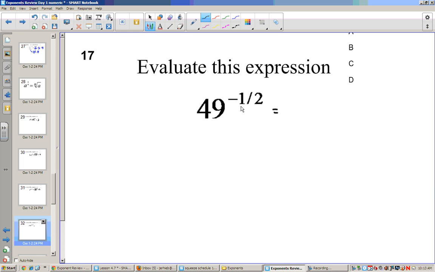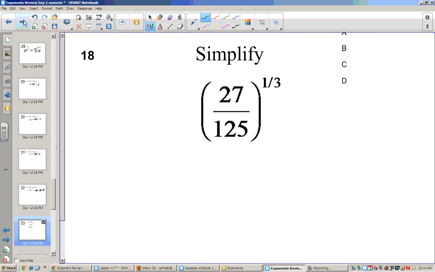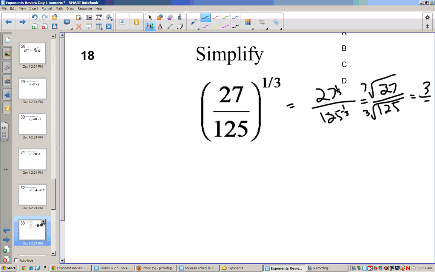This gets a little nastier because there's a couple things in here. If I throw that negative in there, it's going to be 1 over 49 to the 1/2, which means 1 over the square root of 49, which is 1/7. Now, if we take a fraction to the 1/3, that's 27 to the 1/3 over 125 to the 1/3. So these are the cubed roots of each of them. So this will be 3/5.